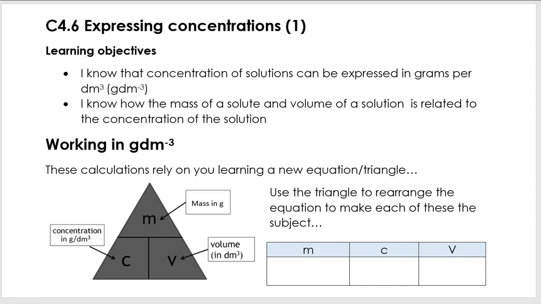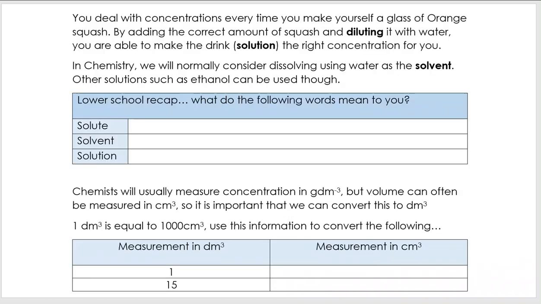So we are going to consider concentration both in terms of grams per decimetre cubed and moles per decimetre cubed. And we've got the triangle down here for mass in grams is concentration in grams per decimetre cubed multiplied by volume in decimetres cubed. So have a go at rearranging so that we can calculate M, C and V. And M is C times V, we can see from the triangle. And C is M over V, and V is M divided by C.